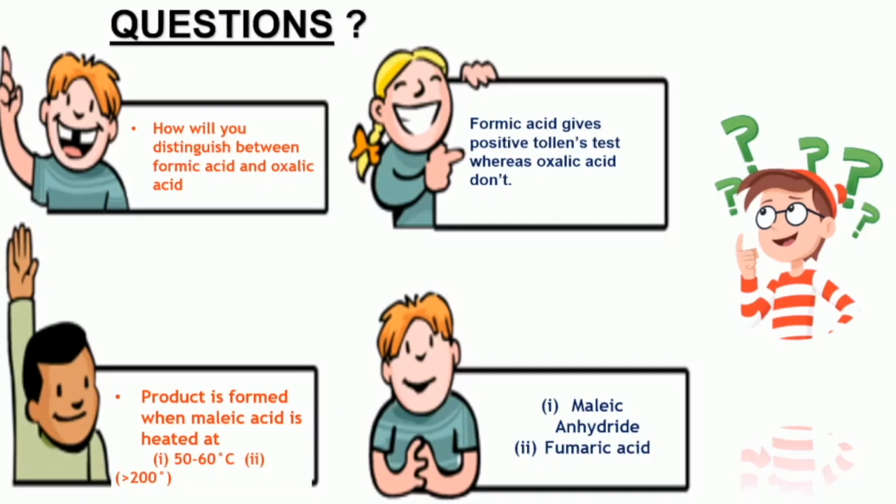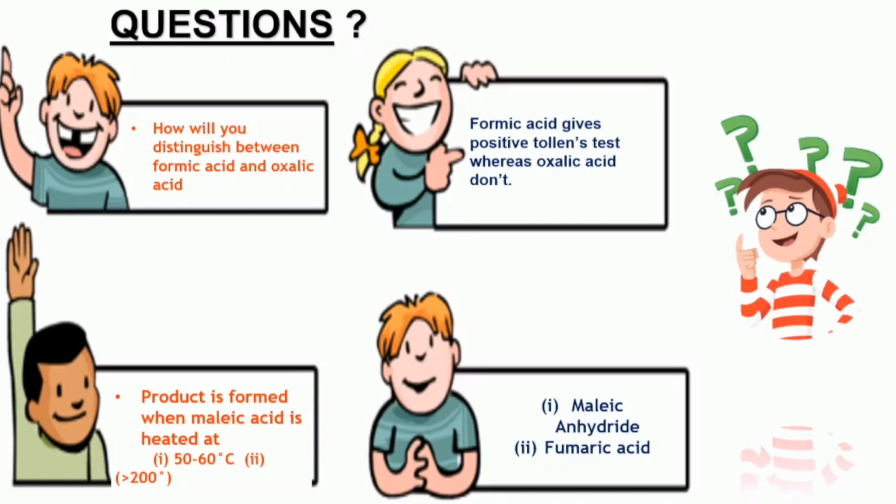Now, why these two products are being formed when malic acid is heated at different temperature? This is because malic acid possesses a double bond, and we know that rotation around double bond is restricted because a high amount of energy is required to rotate the bonds around the double bond. That is, they are having high energy barriers.